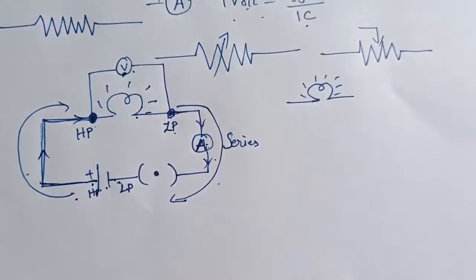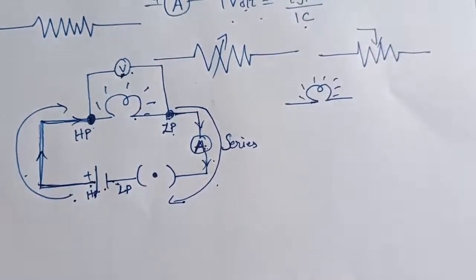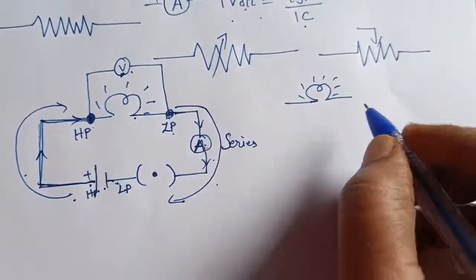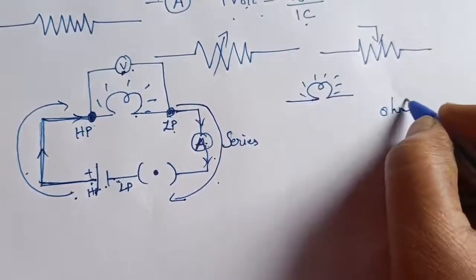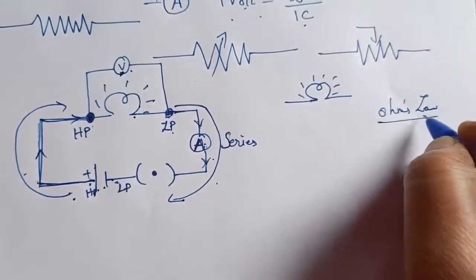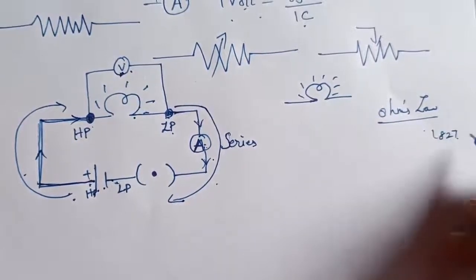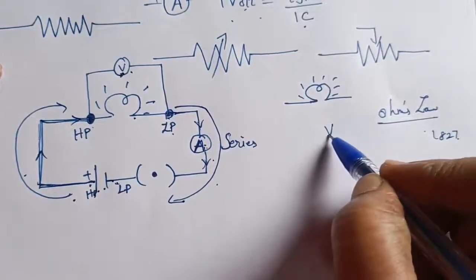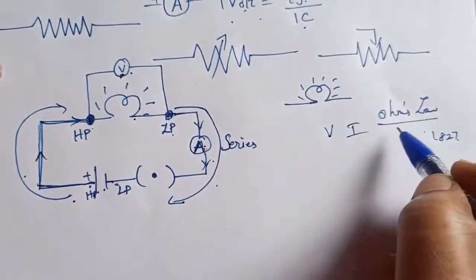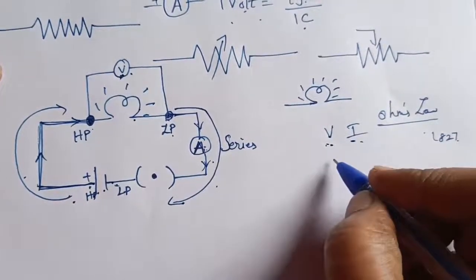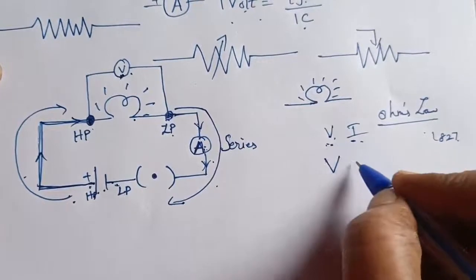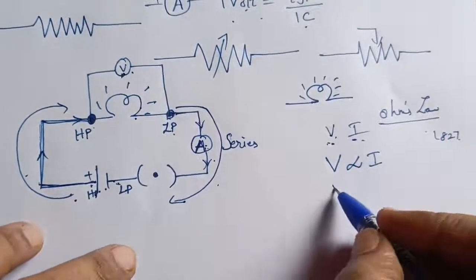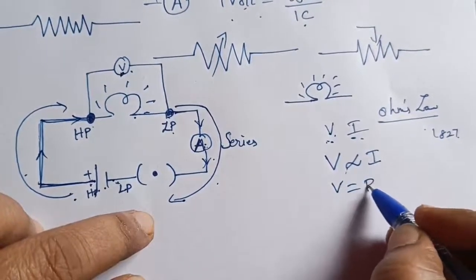Okay, clear on this? Then what else do we learn? Volt. This 1 volt is equal to 1 joule per 1 coulomb. After that, Ohm's law. It was given by George Simon Ohm in 1827. He found the relationship between the potential difference V and the current I. What is the connection between these two? He found that this potential difference is directly proportional to the current I flowing through it. To remove this proportionality, he introduced a constant called R.